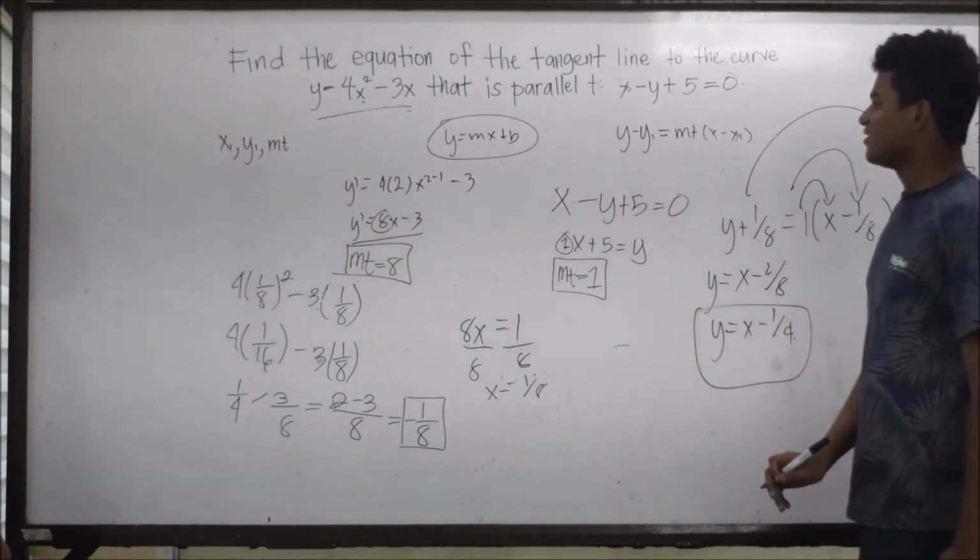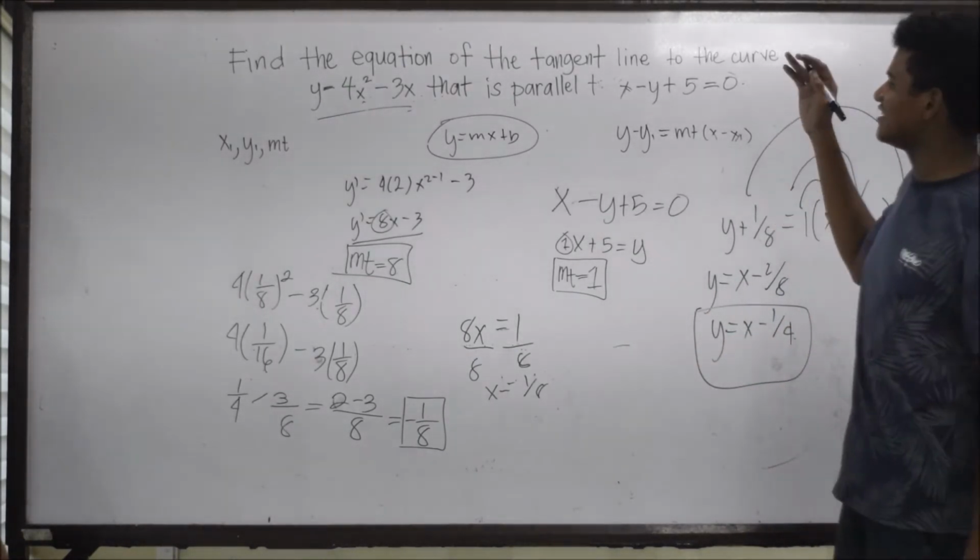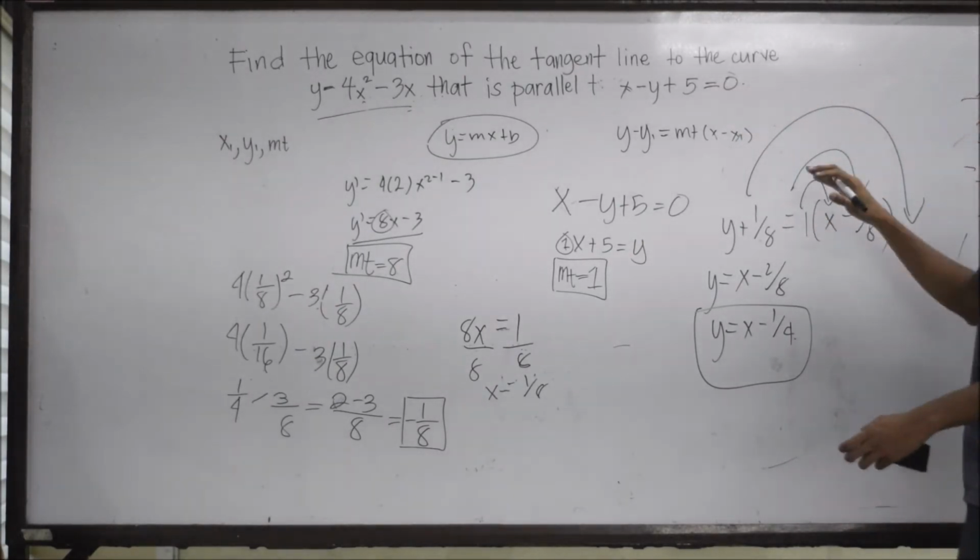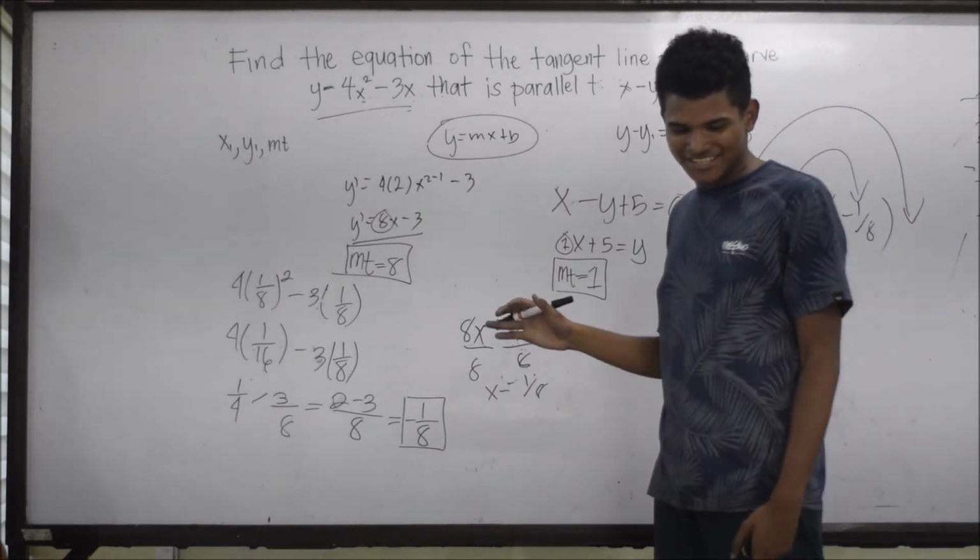So finally, we found the equation of a tangent line to the curve. So this is the process of finding the tangent line to a curve.